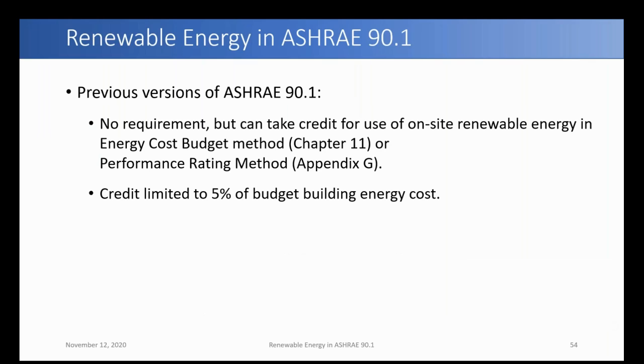So currently in previous versions of ASHRAE 90.1, as well as other energy codes around the country, there is no requirement in the base energy codes for renewable energy, but you can take credit for the use of it in the performance path. So in ASHRAE 90.1, that's either Chapter 11, the energy cost budget method, or Appendix G, which is the performance rating method. Now, one caveat to that is the credit, when you use the performance path, is limited to only 5% of the building budget, the budget building energy cost, when using renewable energy. That's still a sizable amount when you look at the overall building use versus the renewable energy system, but there is that limit. Next slide, please.